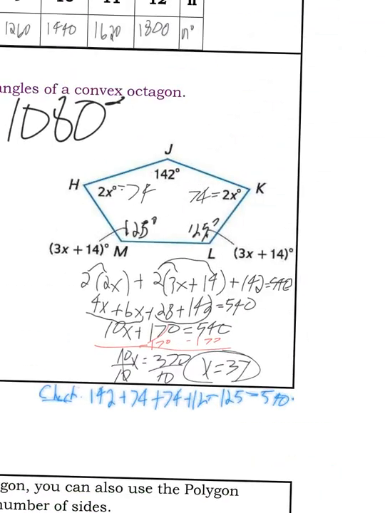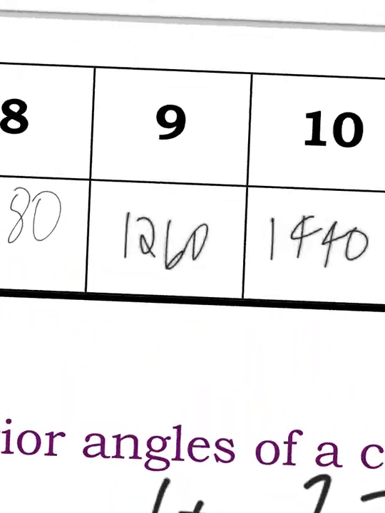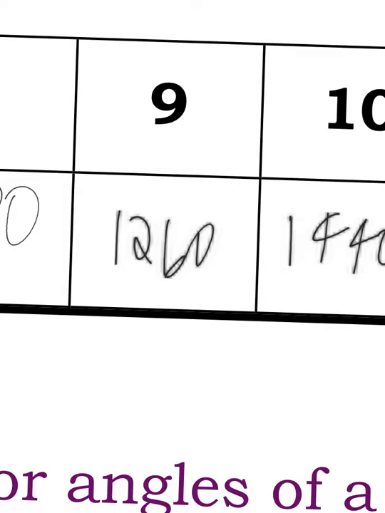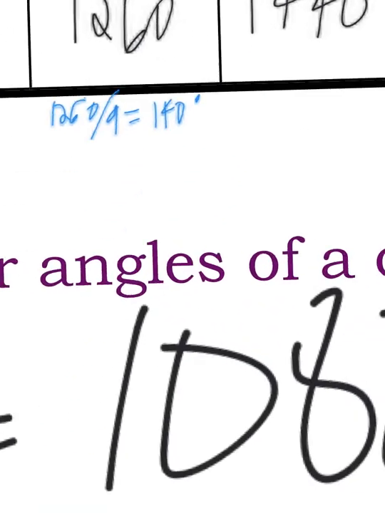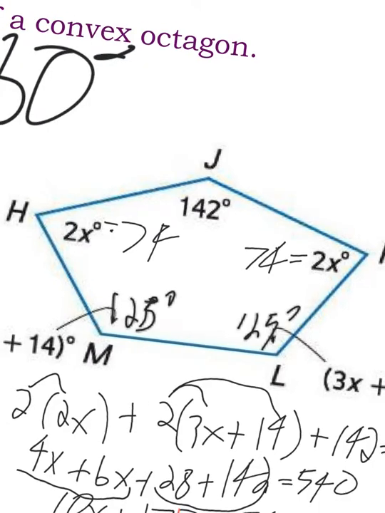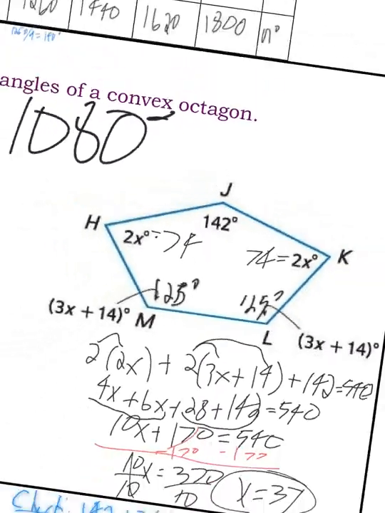And this is what I mean. Looking at this, the reason why we got 1260 here was because we did 9 minus 2, that's 7. 7 times 180 is 1260, okay? But if I did 1260 divided by 9, if it's a regular polygon, I can do that. 1260 divided by 9 is 140. So that tells me each angle inside of this is 140 degrees, assuming it's regular. See how this example was an irregular one, but it still added up to 540? But if it was regular, all those numbers would have been the same.